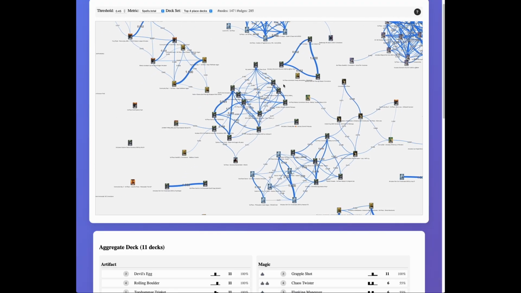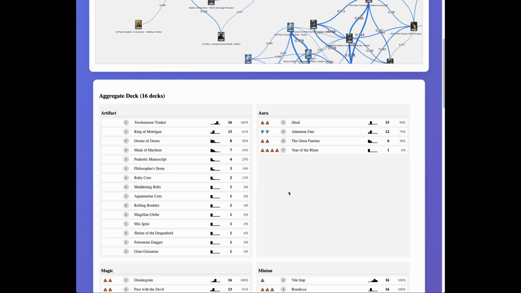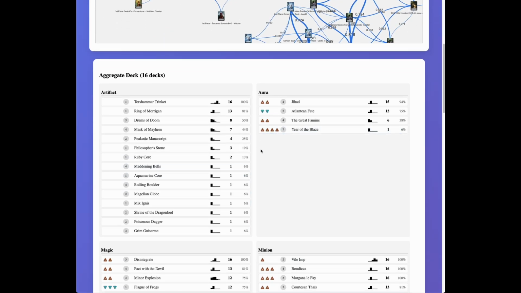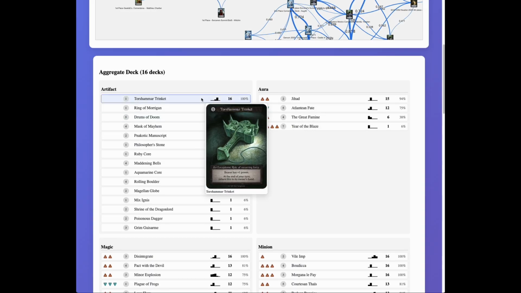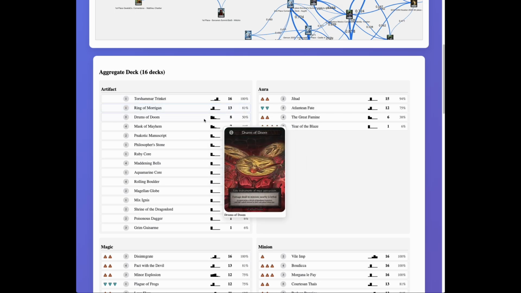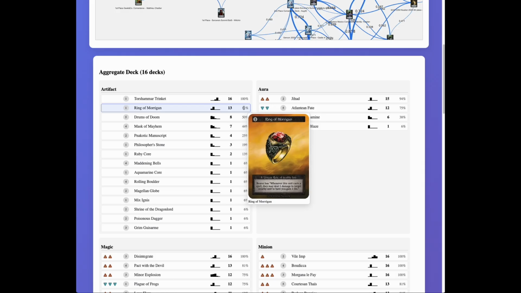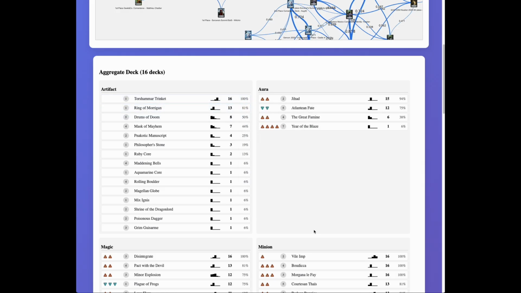Then if we keep moving along here to these clusters, this group is Steam Druid, so another popular one right now. So we can see the breakdown here where every single one of them runs Tor's Hammer Trinket, but interestingly, not every single one runs Ring of Morrigan. So that's sort of interesting. Maybe there are a couple of tournaments that banned it on their own. I don't know. But that's an interesting note.